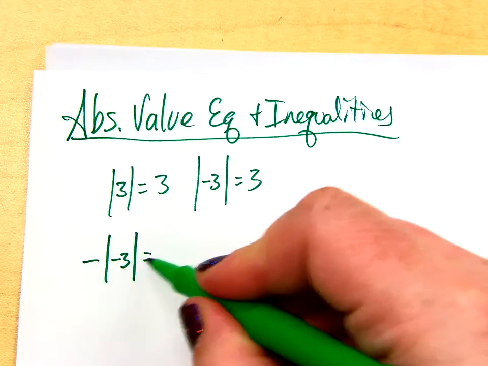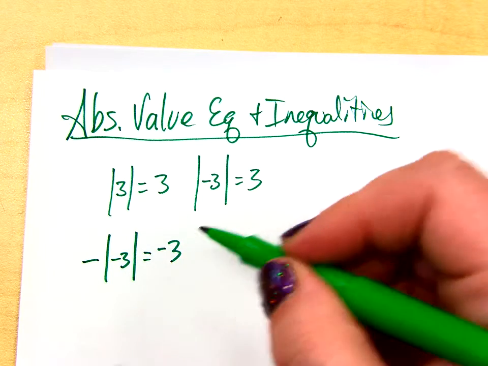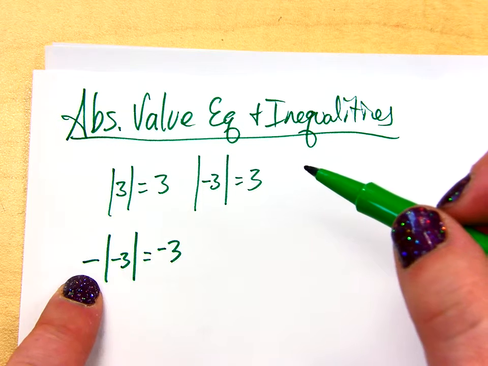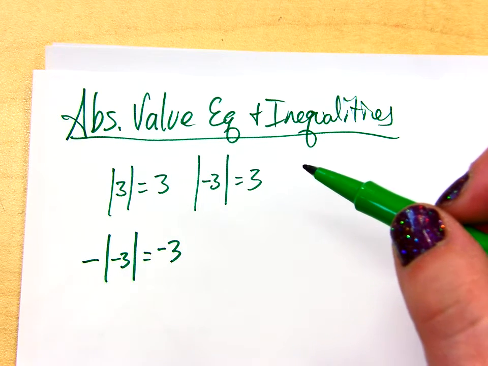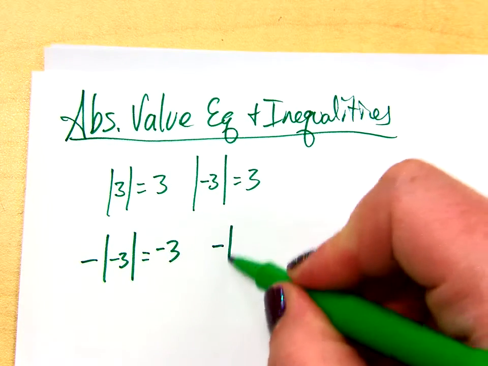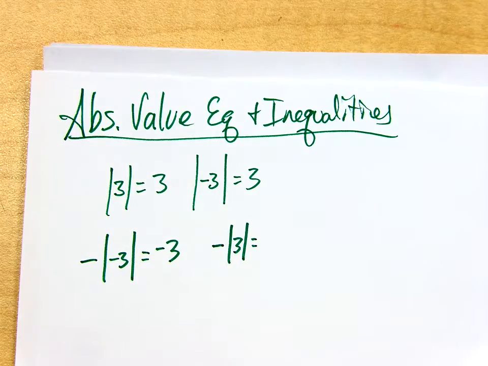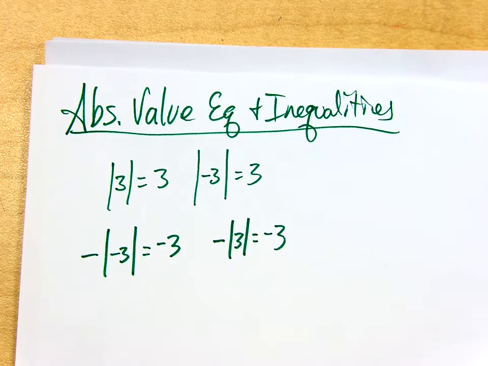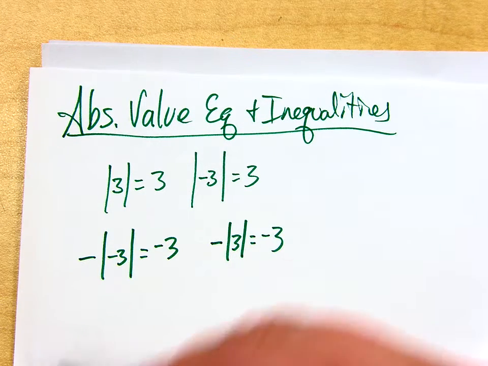That's going to be -3, because this means take the absolute value of -3, which is 3, but then that means take the opposite of it. So just to cover all our bases, what's that? That's also -3. All right, now riddle me this.